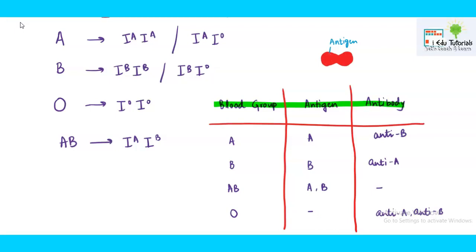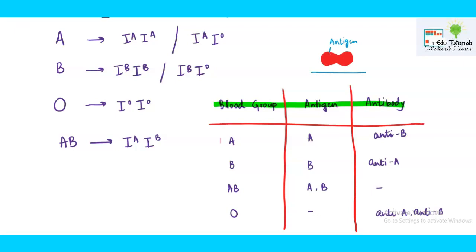Now I have drawn a table for you wherein I have mentioned three columns. In the first column, blood group is there. In the second column, antigen is there. And in the third column, antibody is there. This is the structure of RBC. They are biconcave and enucleated, means they don't contain any nucleus.